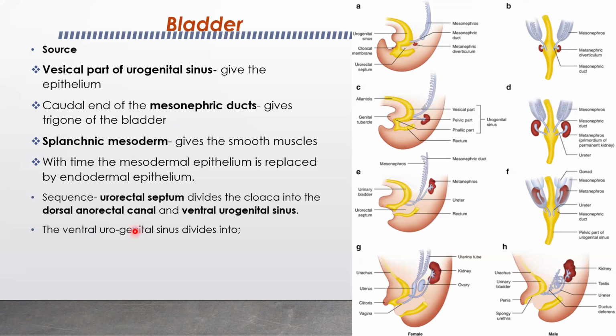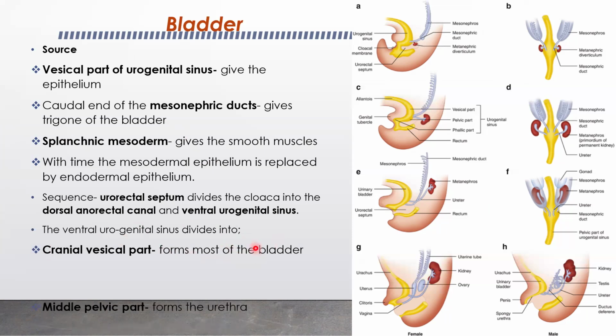The ventral urogenital sinus will divide into various parts. You'll have a cranial vesical part that forms the bladder, and then the middle pelvic part forms the urethra, as you can see here. So this is the cranial part of the urogenital sinus. It will form most of the bladder. Then the pelvic or middle part will form the urethra.